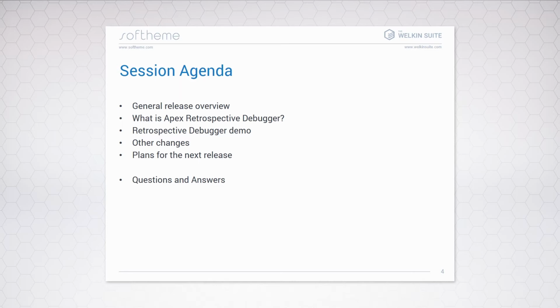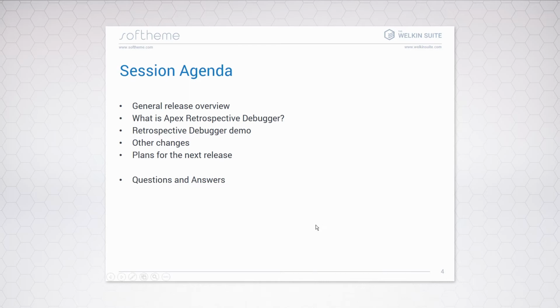So let's first of all start talking about our path for this webinar. What we are going to give you is an overview of our current release. We will describe in some more detail what exactly our Apex Retrospective Debugger is, and we will show it to you in action. We are also going to be describing in a little bit more detail some of our other changes that we have made, and give you an idea of what we will be doing in regards to our work in the next release. And of course, we will be happy to answer any of your questions at the end of the webinar, but please feel free to type in any questions at any time that you have.